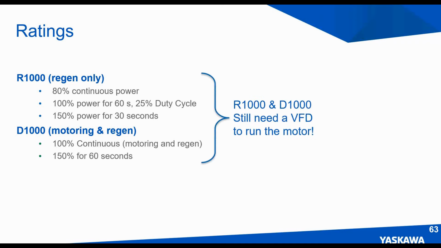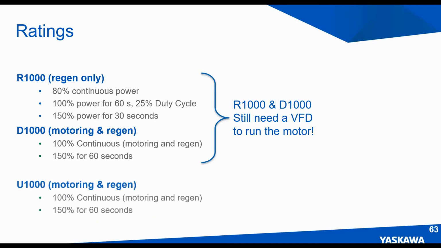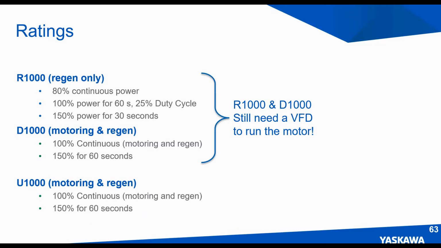Speaking of drives, the R1000 and D1000 still need a drive to run that motor. Just keep that in mind. Unlike the R and D1000, the U1000 does not need separate equipment. The U1000 has 100% continuous motoring or regenerative power capabilities with 150% overload. Did I mention it also runs a motor?